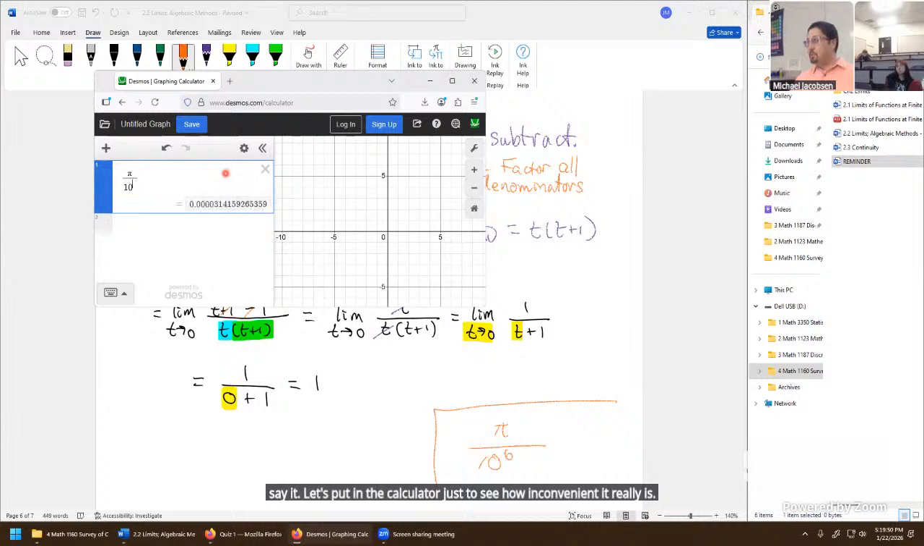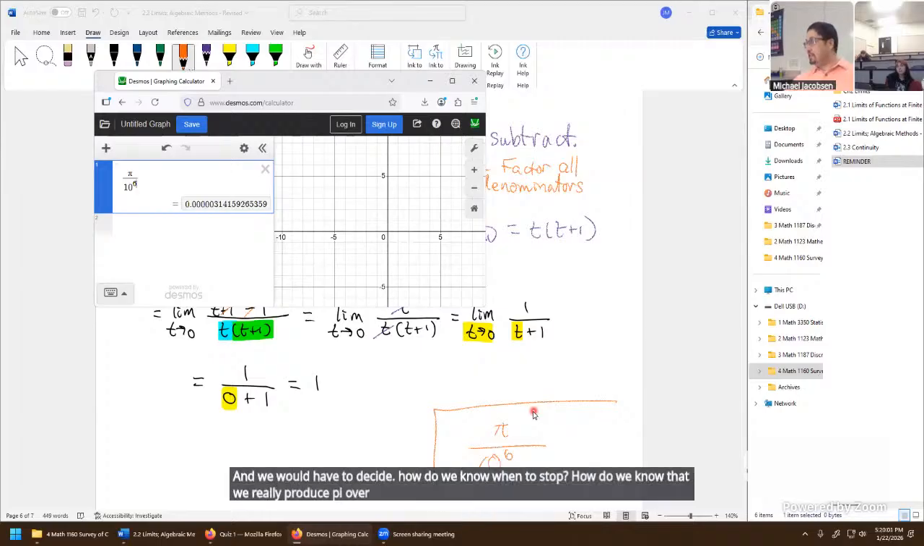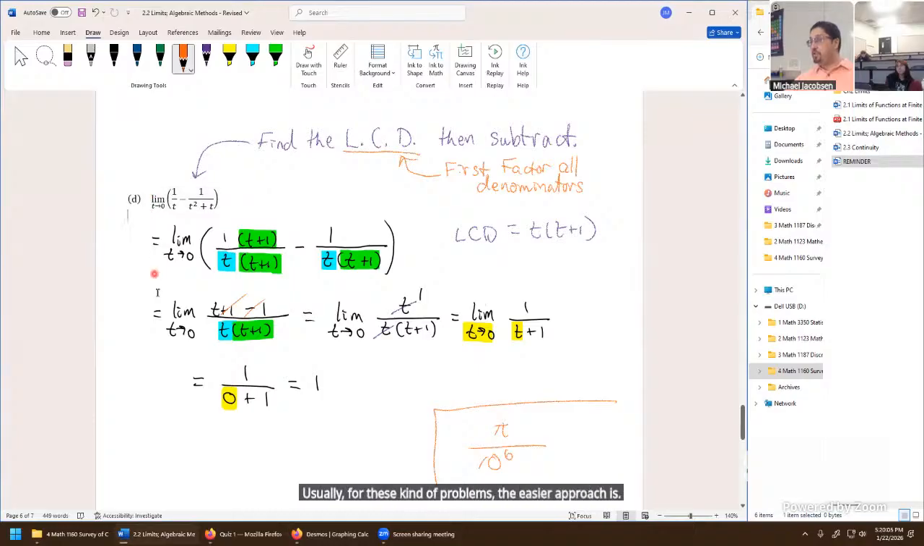It's entirely plausible that in a problem, a limiting value is this one. And we would have to decide, how do we know when to stop? How do we know that we really produce pi over 10 power 6? Usually for these kinds of problems, the easier approach is to maneuver through it this way: use the limit laws, direct substitution, and we pick up the exact answer in a faster approach.